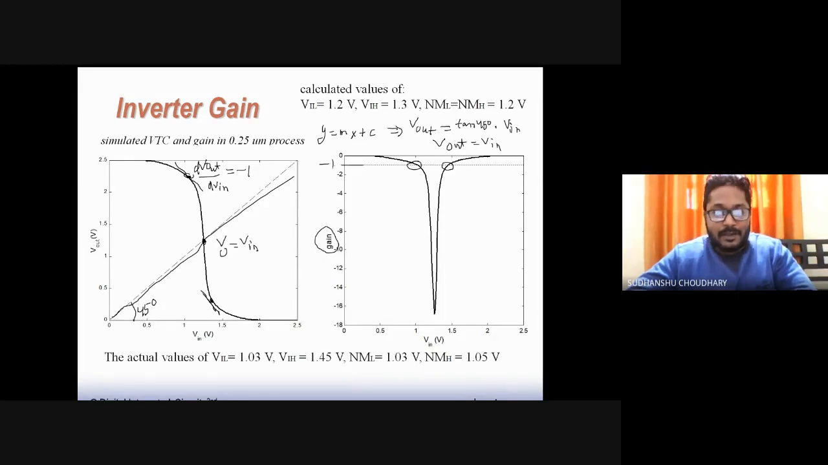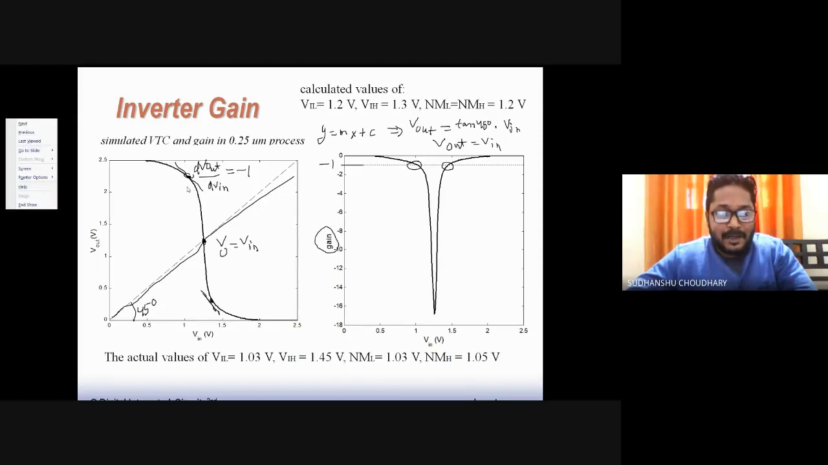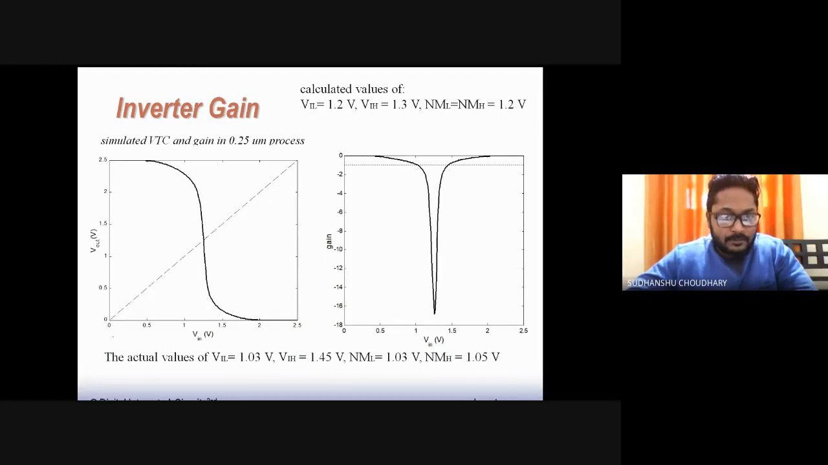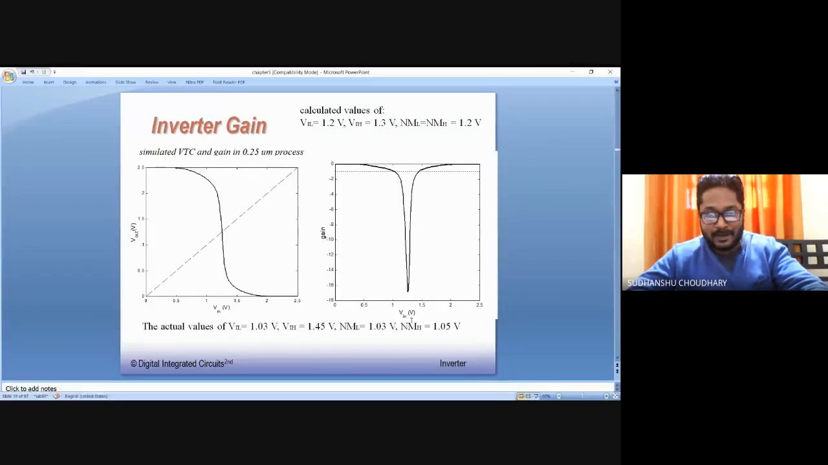Now this can also be found from the same analysis. By extending the same straight line equation analysis, one can find out these two things. So let us try to find out by considering, let us first of all make a straight line over here.